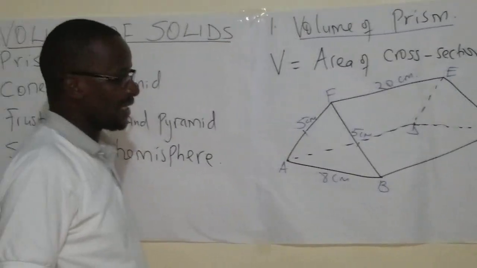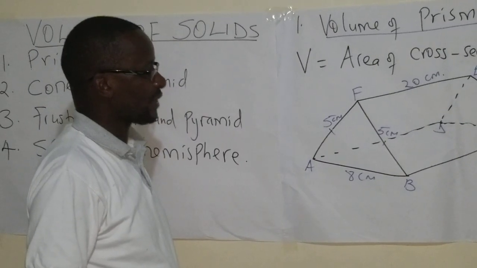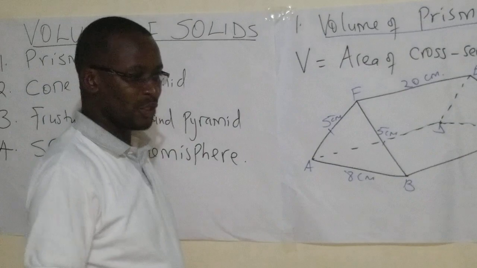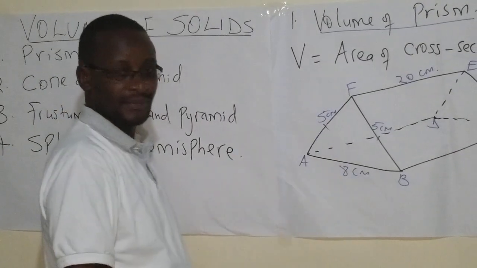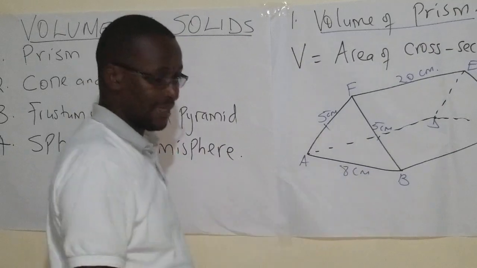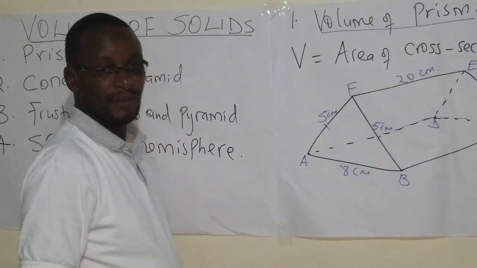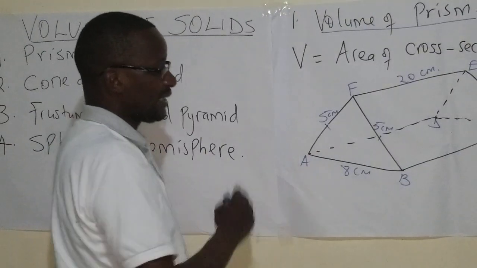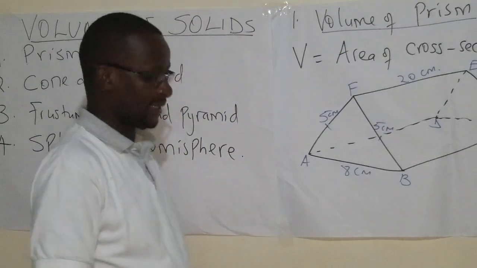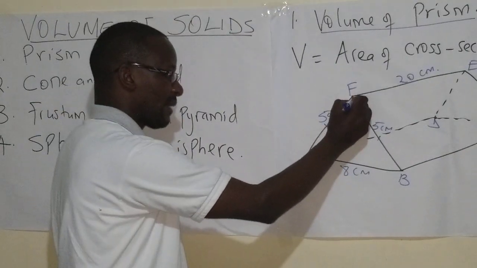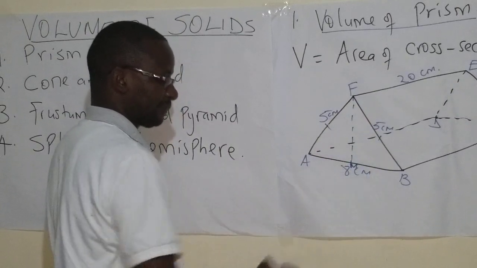So in our case here, I have a prism which I've already drawn, and it's a triangular prism. The cross-section is a triangle which is isosceles, measuring 5 by 5 by 8. If we want to get the area, you can use several methods. You can use either the Heron's formula to get the area, or you can use a half base times height. We can be able to get the height from F down to the base AB. Let's call that point M.